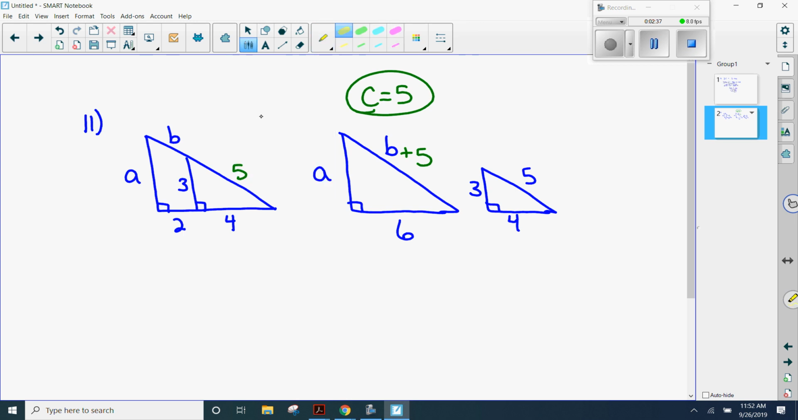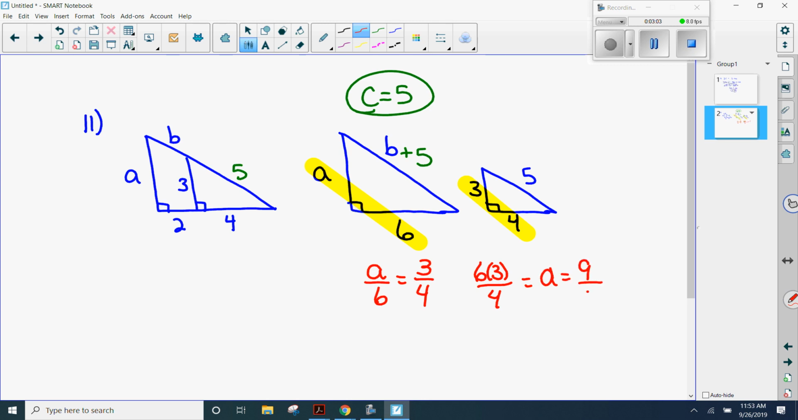All right, to find A, I would set up a proportion between your 2 triangles. So if you set up your proportion between your 2 triangles, you have A over 6 is equal to 3 over 4. You cross multiply, and you end up with A being equal to 9 halves.